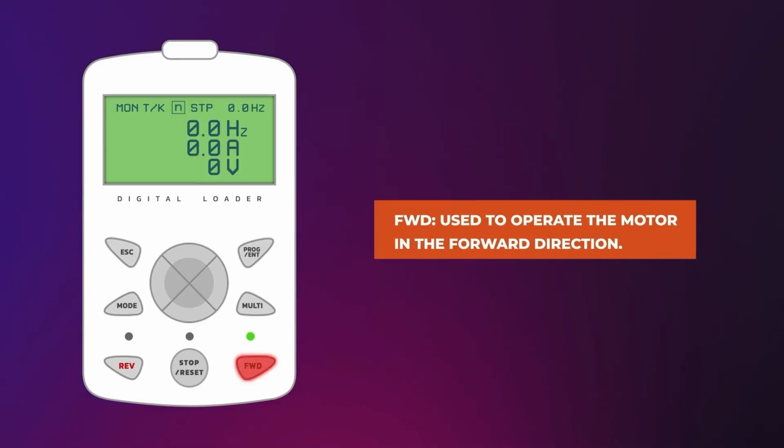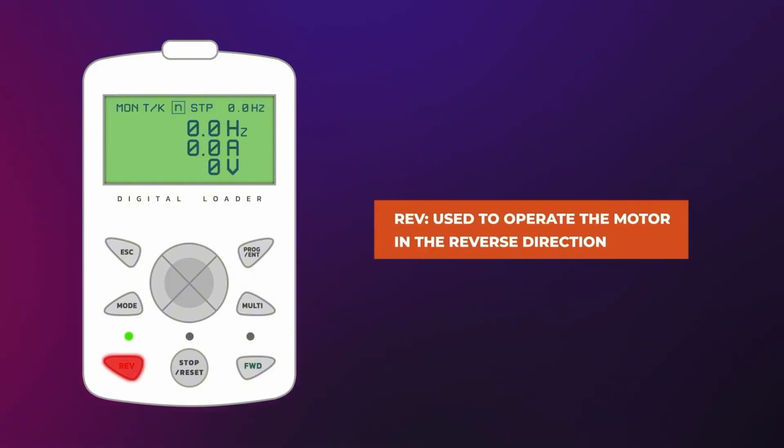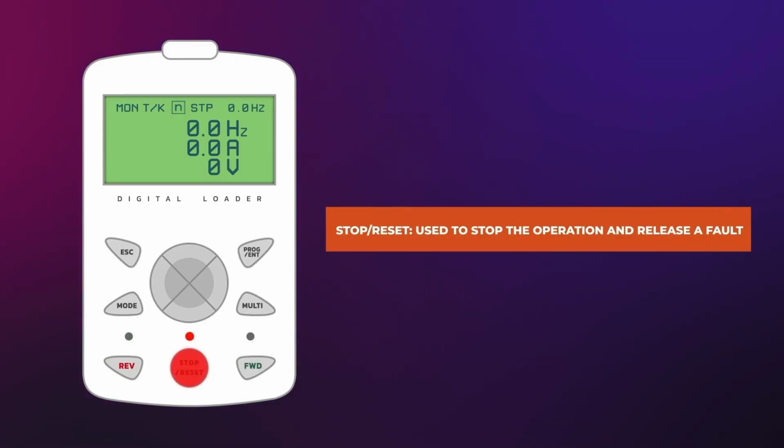The next button is the FWD button, or forward. If we want to issue the command to rotate to the right from the keypad, we use the FWD button, or forward. And the next button is the reverse button, for commanding rotation to the left. And the last button is the stop or reset button. If we want to reset a fault on the inverter or issue a stop command to the electric motor, we use the stop or reset button.